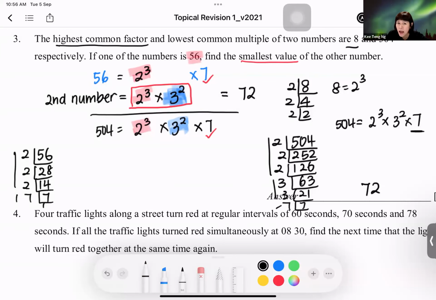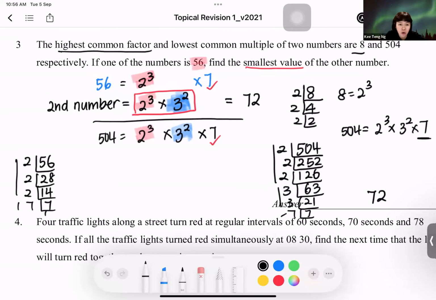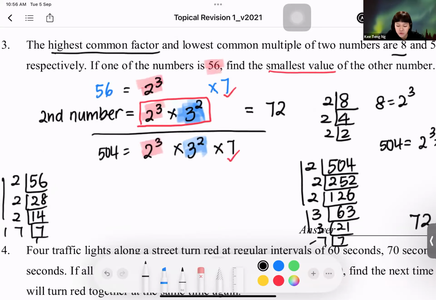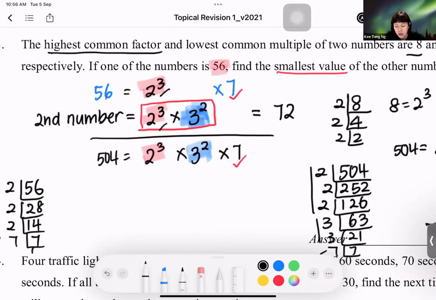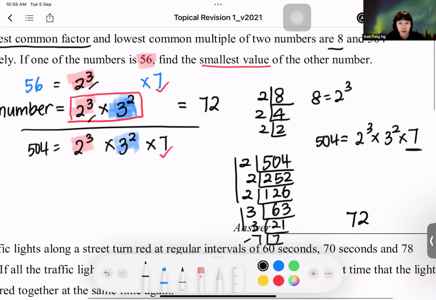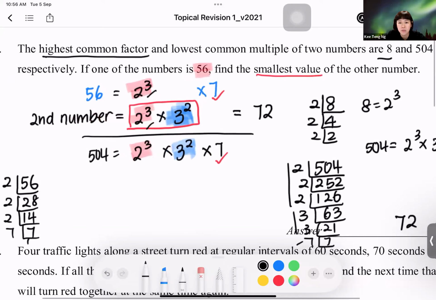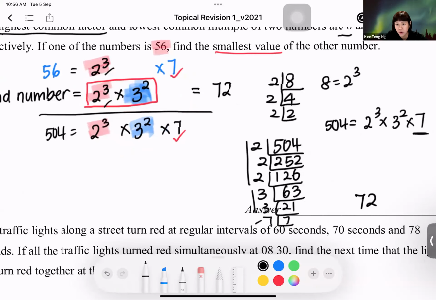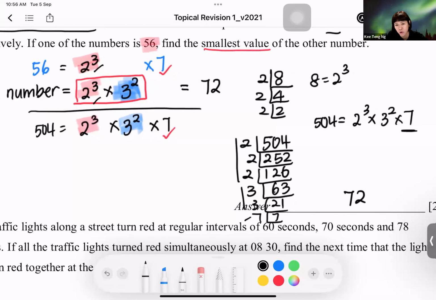Okay? I repeat again. First, we start off with two numbers. I do not know the two numbers. They tell me that the highest common factor is 8. So I must start off with both of them having 2 to the power of 3, because 8 is 2 to the power of 3. Having 2 to the power of 3 as the basic factor. Next, they tell me that the lowest common multiple is 504. Again, I do prime factorization. I express 504 as 2 cubed, 3 squared, and 7.